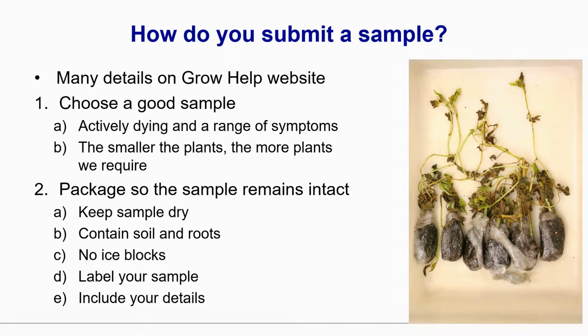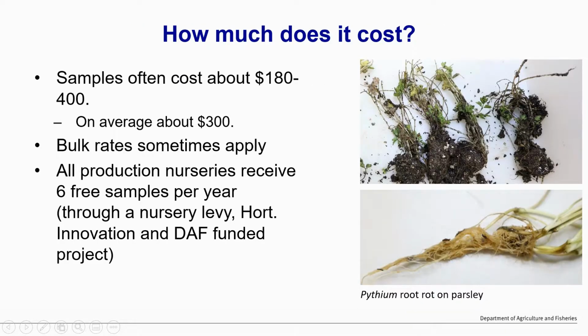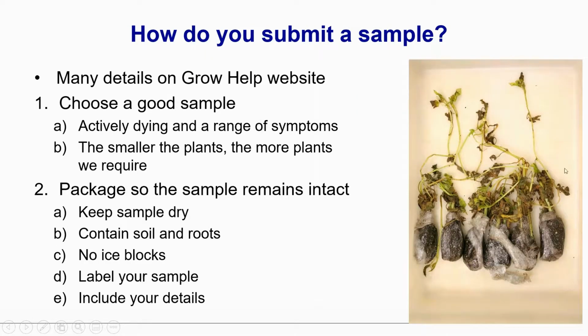Packaging the sample is important. We need to keep it dry, so include paper. If you're putting in Ziploc bags, you can put paper around it. You want to make sure that you contain the growing media or the soil so that it doesn't go throughout the sample, like this last sample here up on the right. It's not fun. It's much nicer when we receive a sample like this, and you're more likely to get good results. Ice blocks produce condensation. Water tends to break things down in the sample.